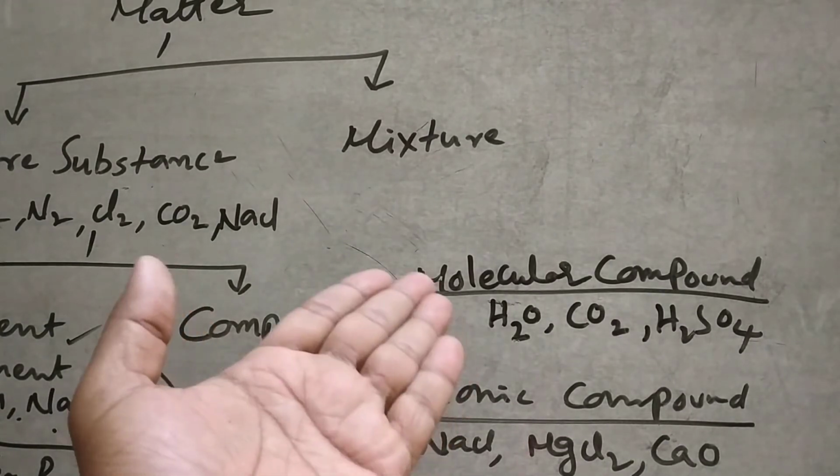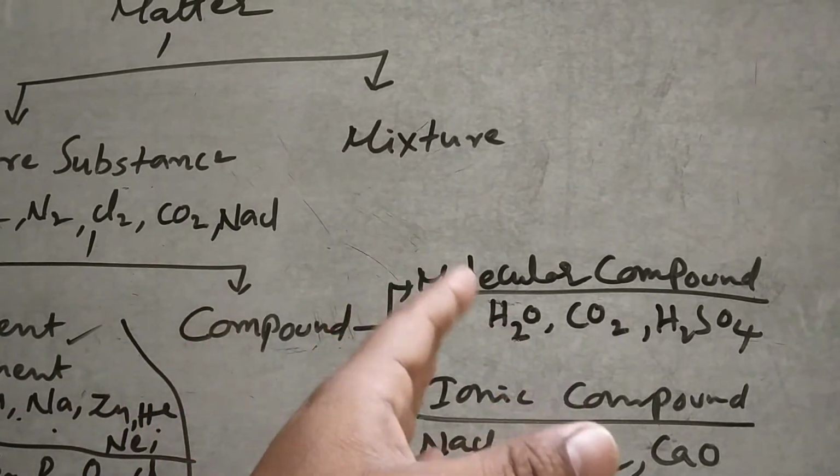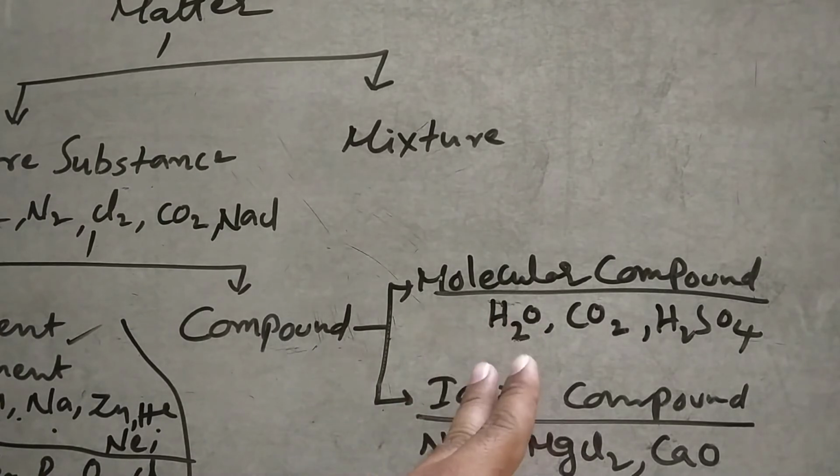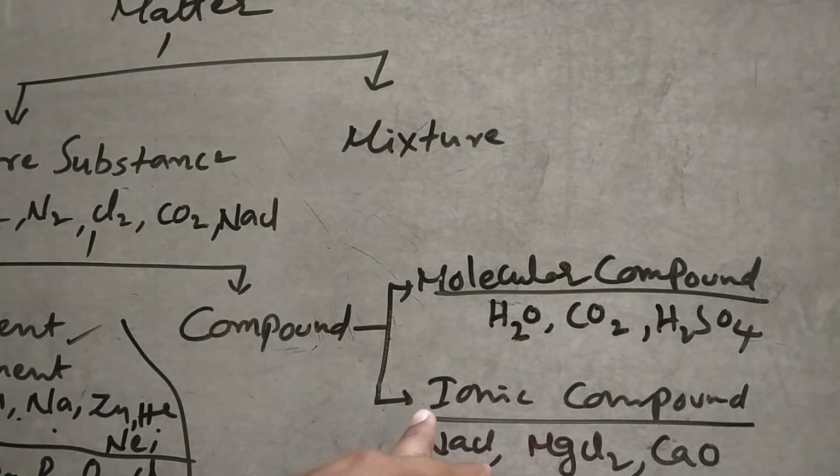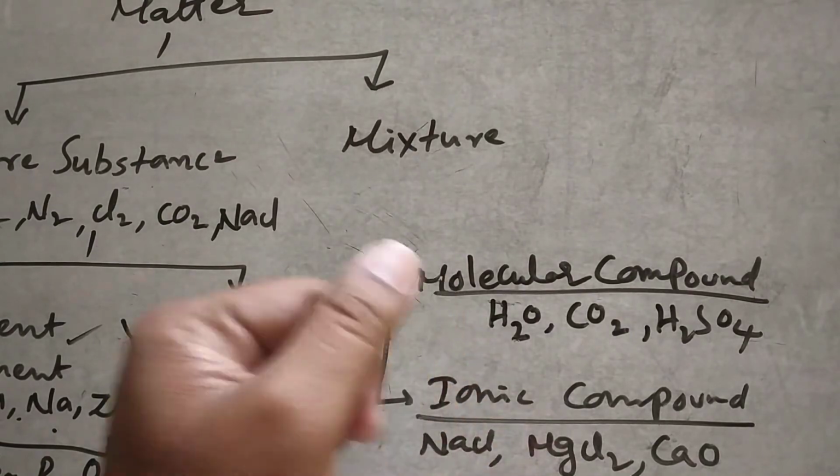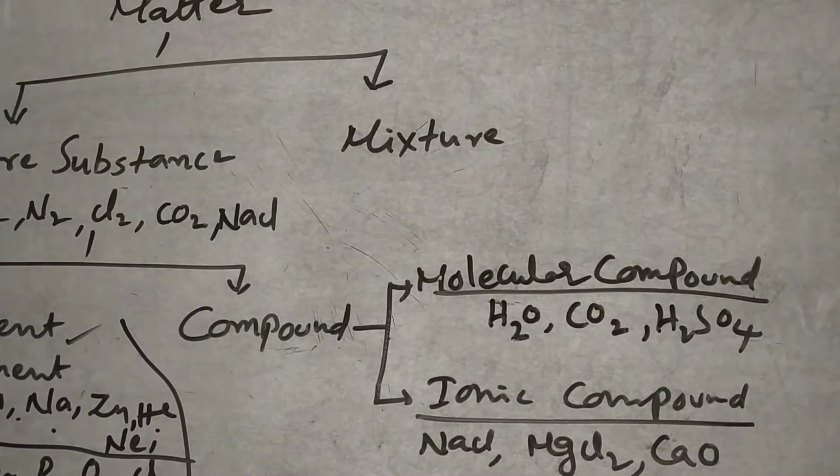Please click on that. So molecular compounds means two or more non-metals are combining. Ionic compounds means one is a metal and the other is a non-metal, combined to form an ionic compound. So they are classified into molecular compounds and ionic compounds. This is about compounds.